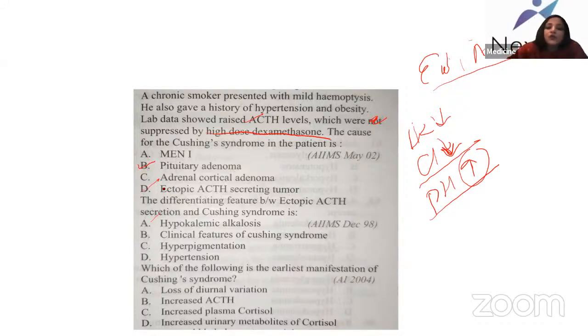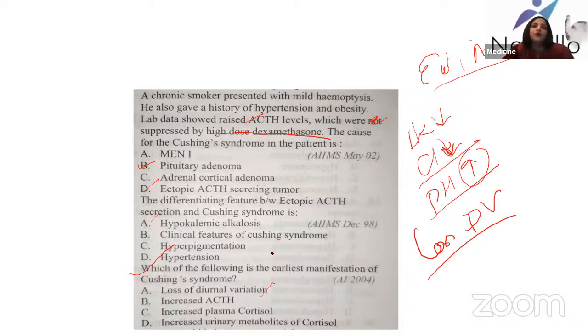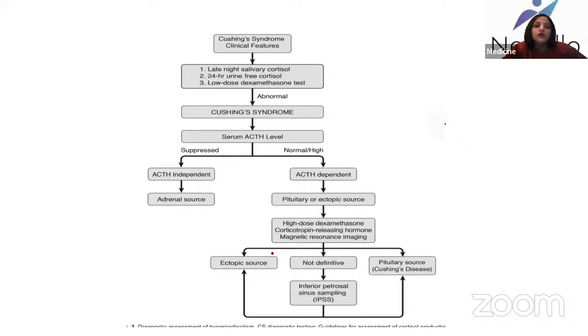Okay, then the next question is, which of the following is the earliest manifestation of Cushing syndrome? Ma'am has already told you one thing, and I'm also repeating this to you. In my previous slide, I told you that the most important and the first thing to happen in Cushing syndrome is loss of diurnal variation. Loss of diurnal variation is the first thing to happen in Cushing syndrome. That means the low level of cortisol which falls at night, the cortisol level becomes the same throughout 24 hours. So this is what you have to remember, and this is all about Cushing syndrome.